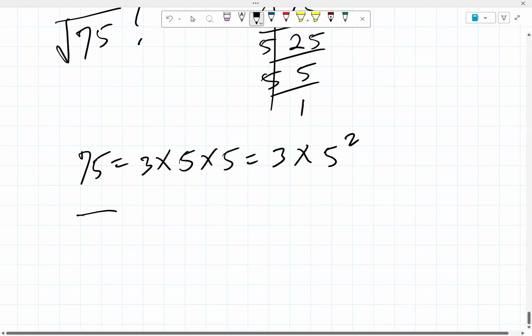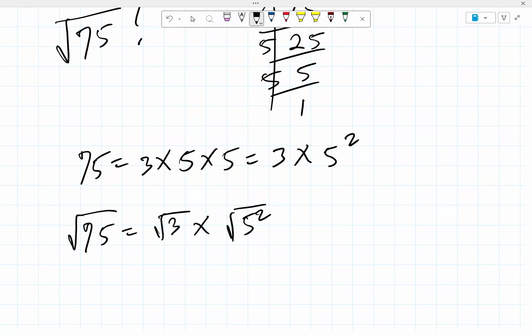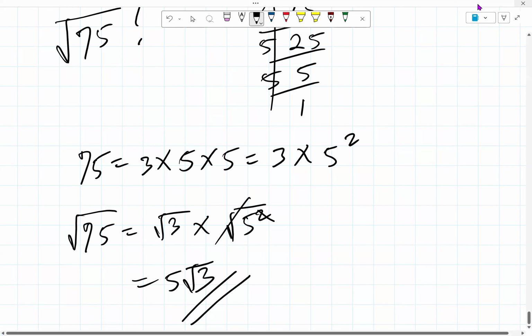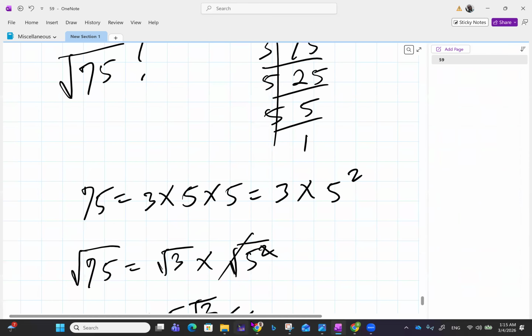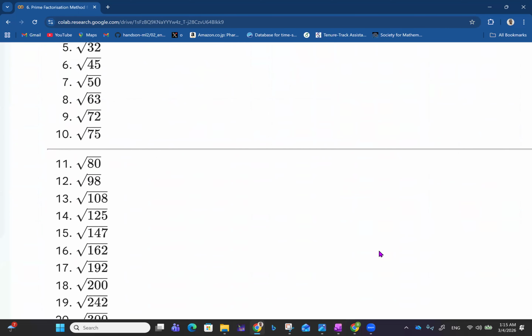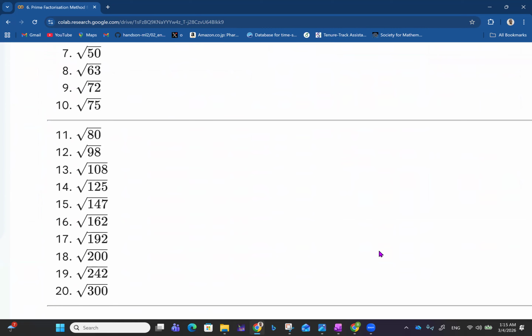So we need the square root of 75. So the square root of 75 now is the square root of 3 times the square root of 5 squared. Like I said, square cancels roots. So we have 5 root 3 for 75. So let me see if I need to take more than one. Okay, not necessary to take more than one.